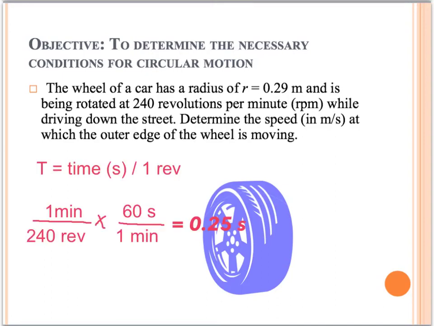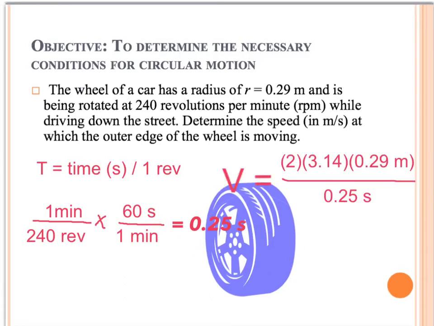So now we just need to plug everything in and convert. If we have 240 revolutions per minute, otherwise known as RPMs, we can also write that as 1 minute for every 240 revolutions. And then to get rid of minutes and put it in seconds, we have 60 seconds over 1 minute. Gives us 0.25 seconds for every revolution. So our period is 0.25 seconds.